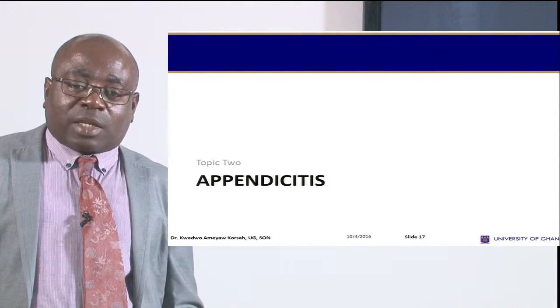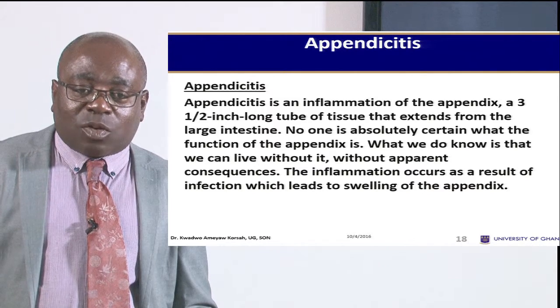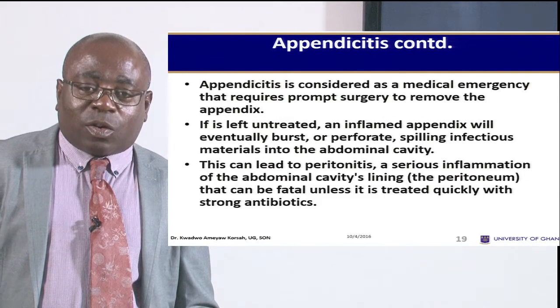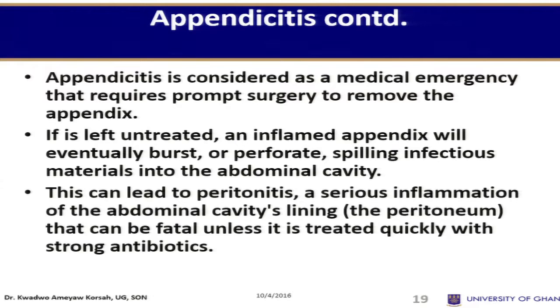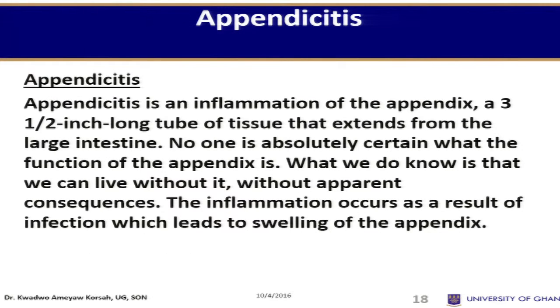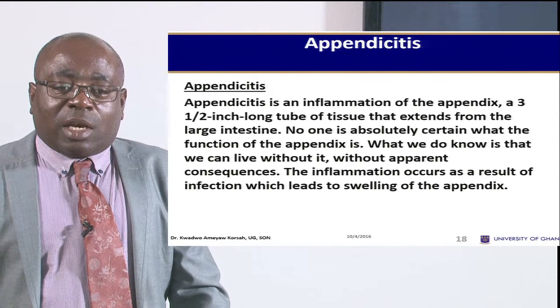Let us look at appendicitis. You know the appendix, where it is situated. With appendicitis, we are looking at the inflammation of the appendix, which is about a half-inch long tube of tissue that extends from the large intestine. Actually, we don't have any scientific function of this. What we do know is that we can live without it, without apparent consequences.